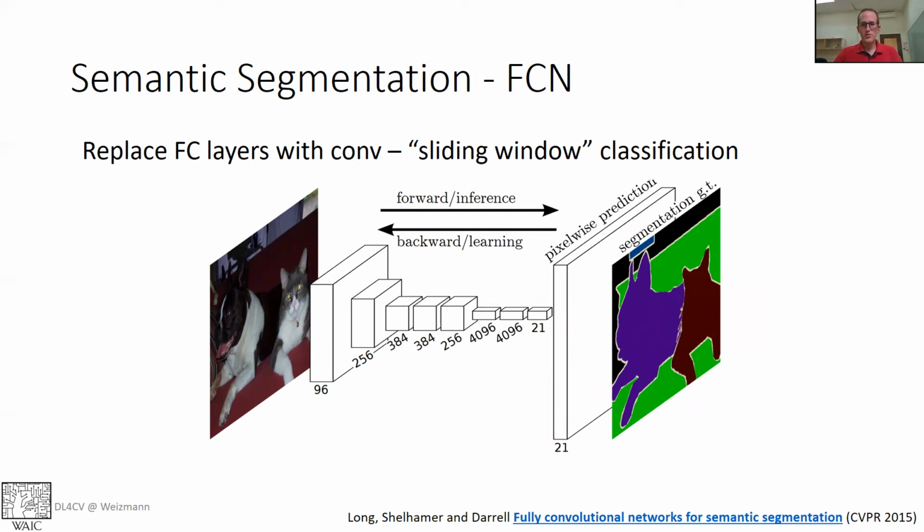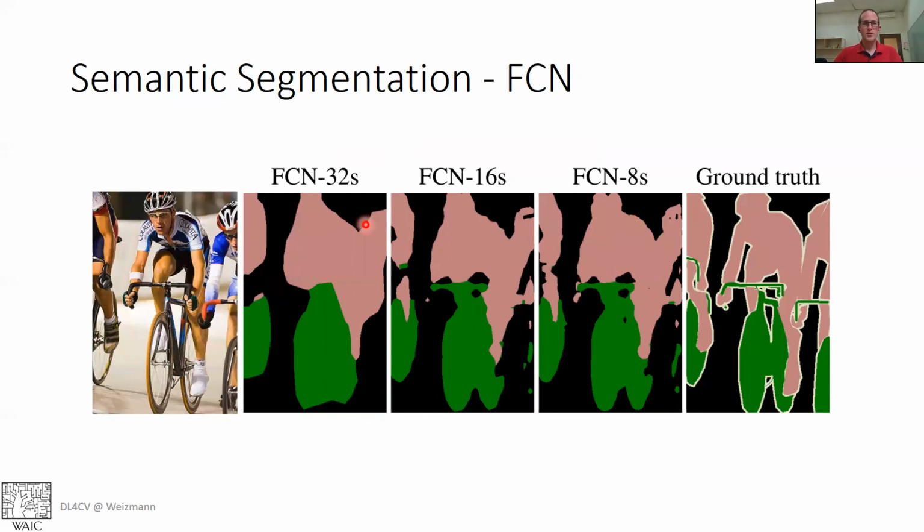So there is a trade-off with the stride of the net. If we have a very large stride, like 1 to 32, which is what most classification backbones have, you see that even if you use transposed convolution, you lose a lot of the details of this classification. So we have green for the bike and pink for the person riding it.